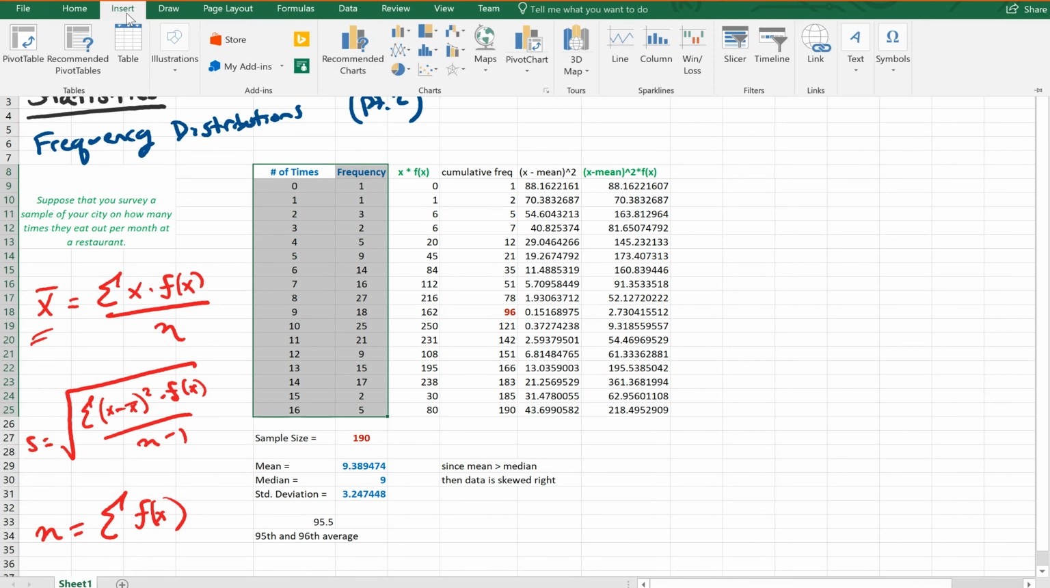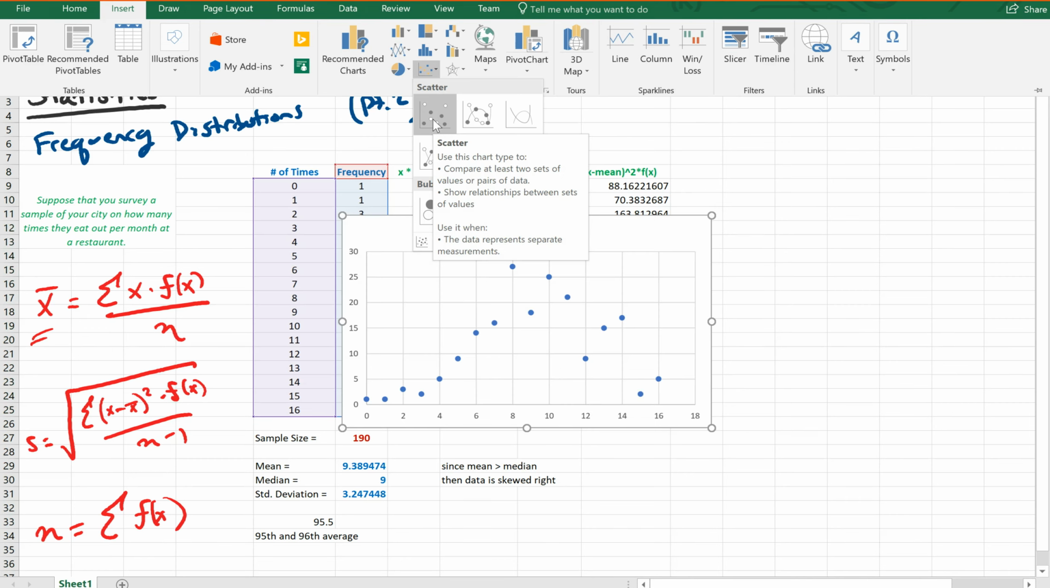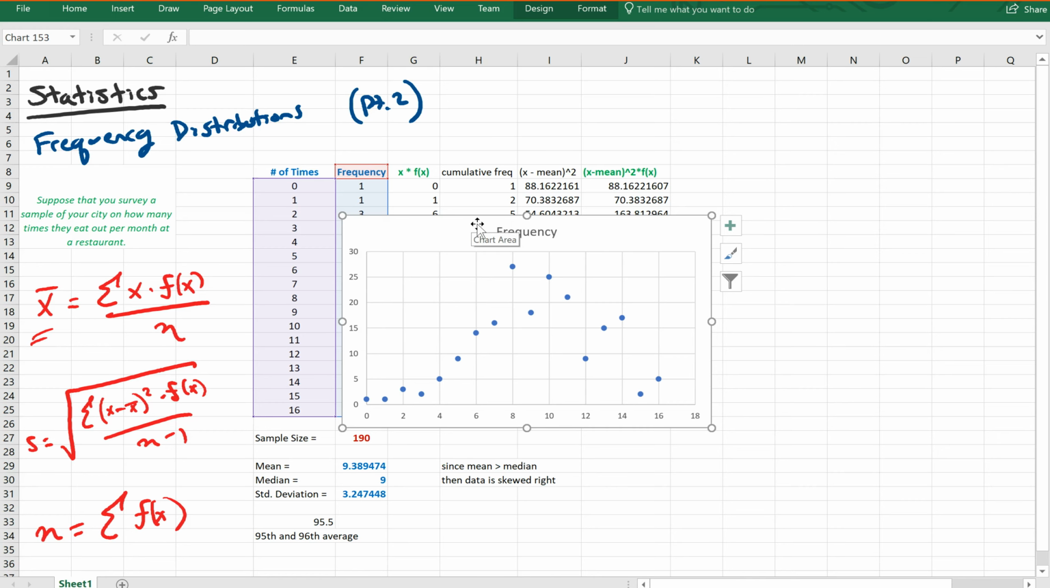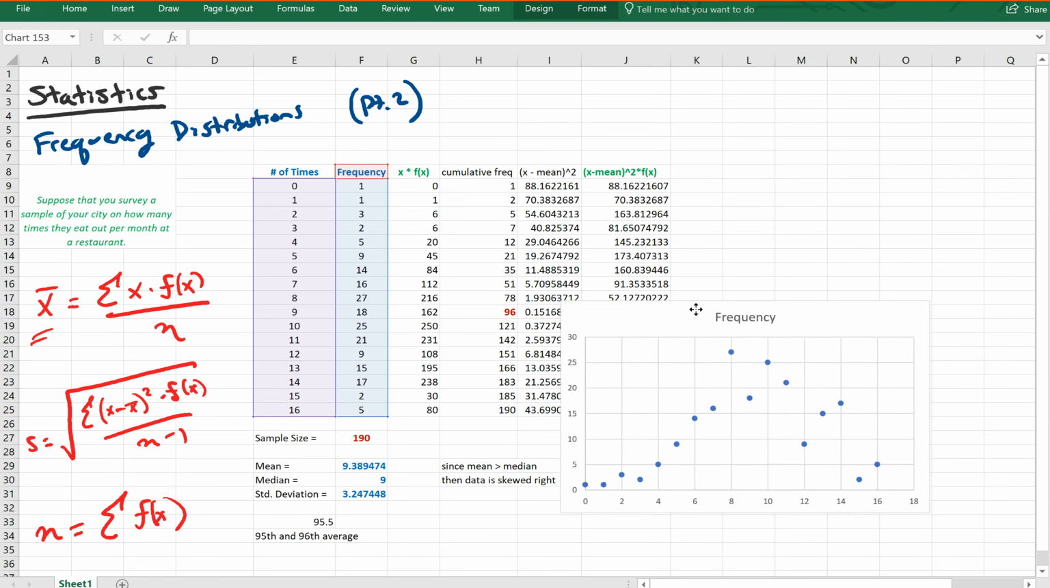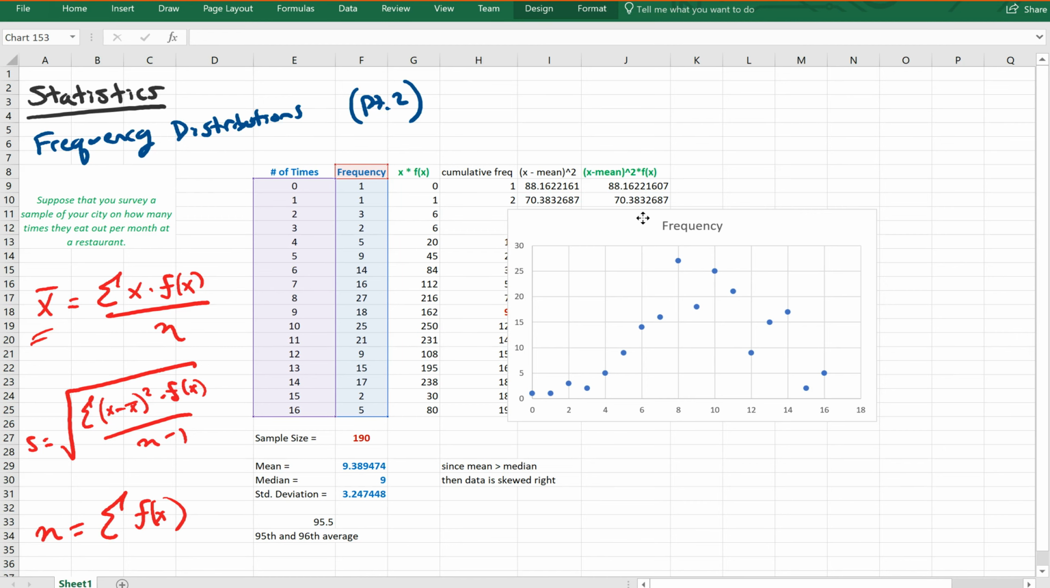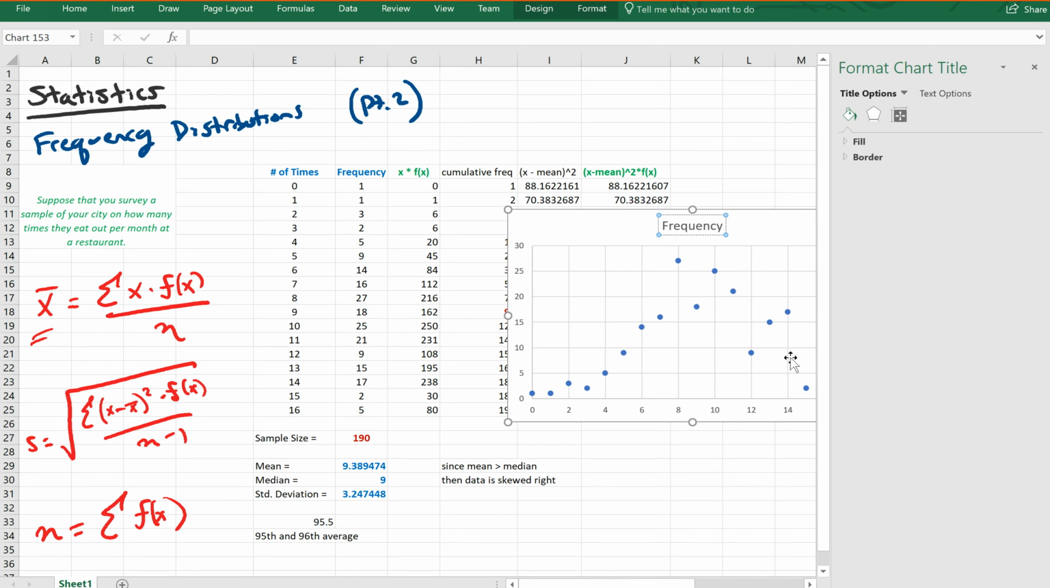So I'm going to go up here to Insert, and I'm going to go here to Insert Scatter, XY, or Bubble Chart option, and I'm going to click the first value that says Scatter Plot. So this is going to give me the frequency distribution. So therefore, I can give these appropriate titles if I really want to. And this is the number of times people eat out per month.